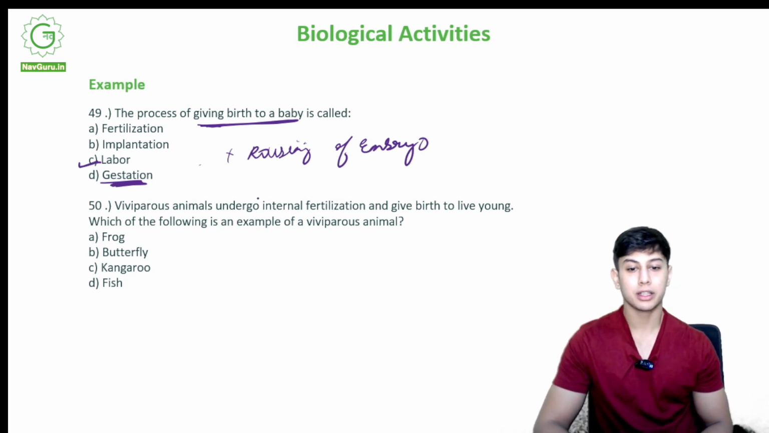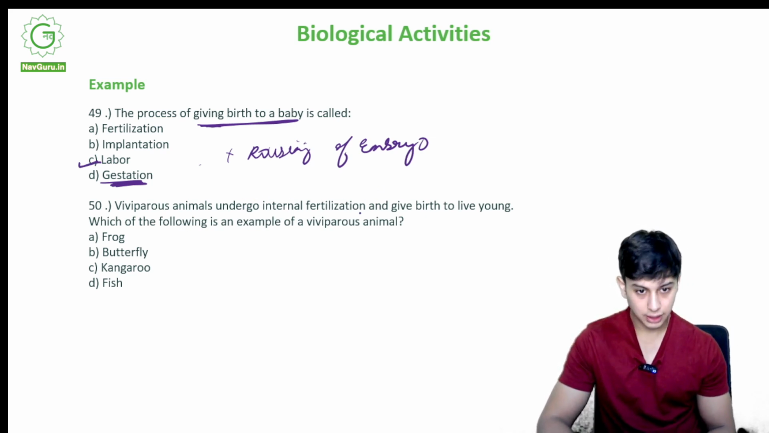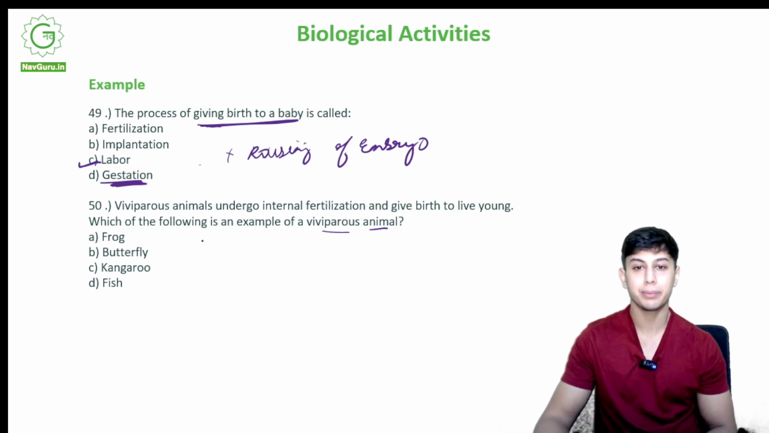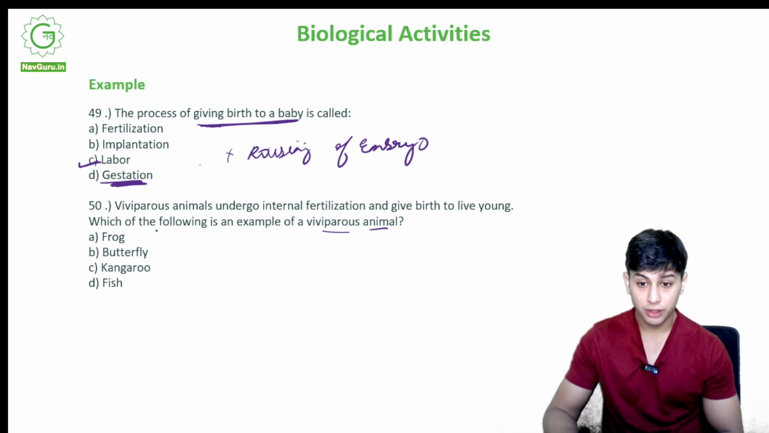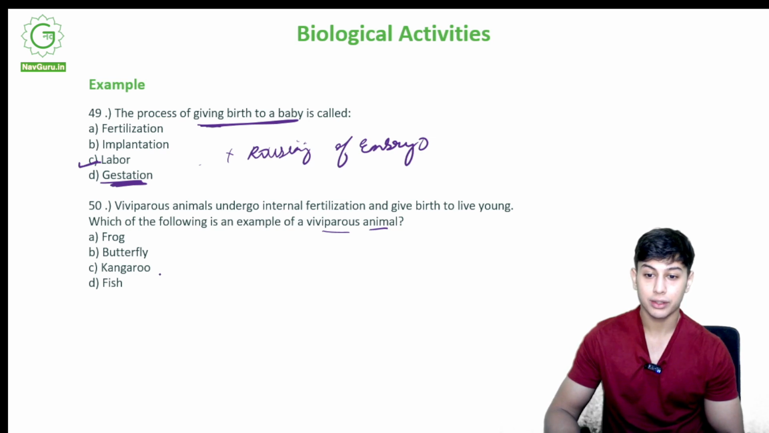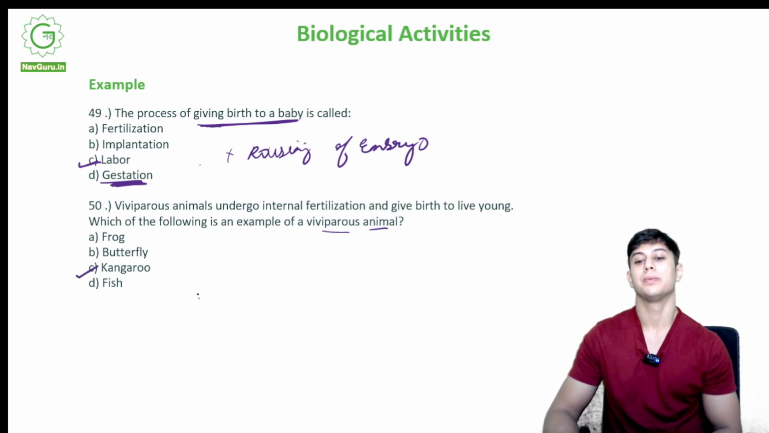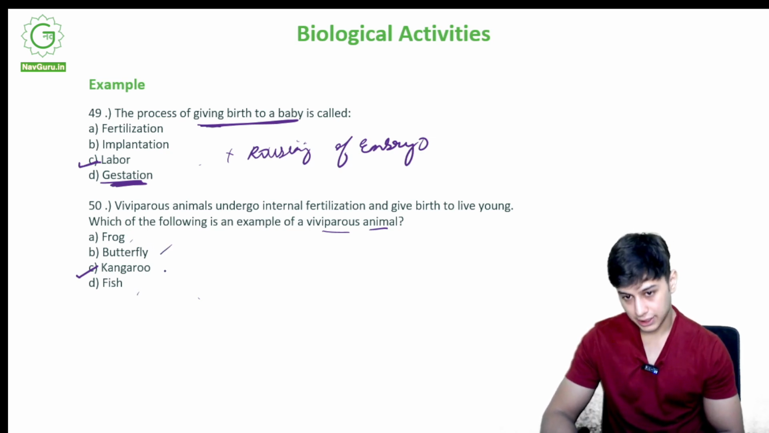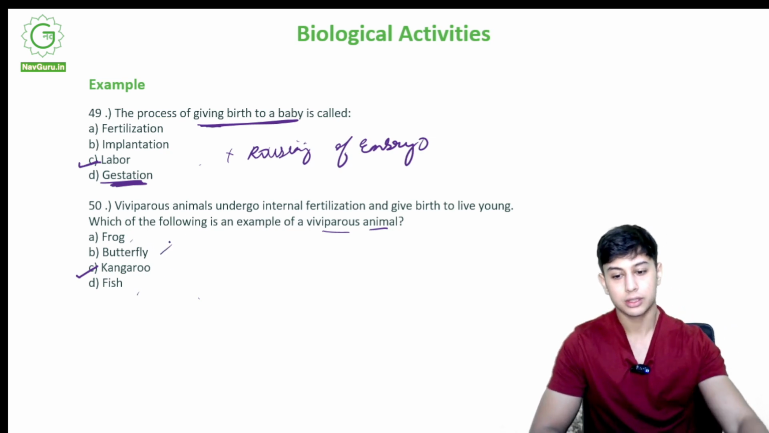Viviparous animals undergo internal fertilization and give birth to live young. Which of the following is an example of a viviparous animal? So this one is a viviparous animal, meaning it will give birth. Frog, butterfly, kangaroo, fish. Correct option is C, kangaroo. Frog will lay eggs, butterfly lays eggs, fish lays eggs. Right?